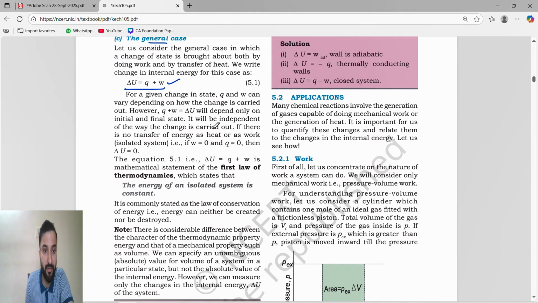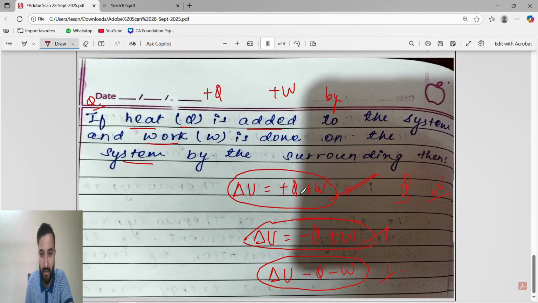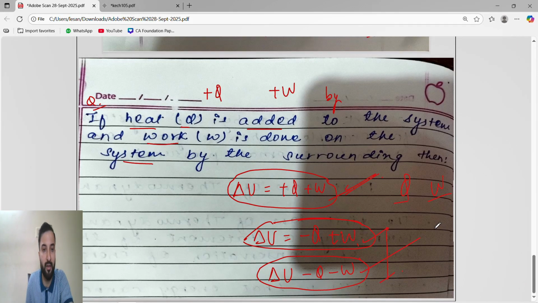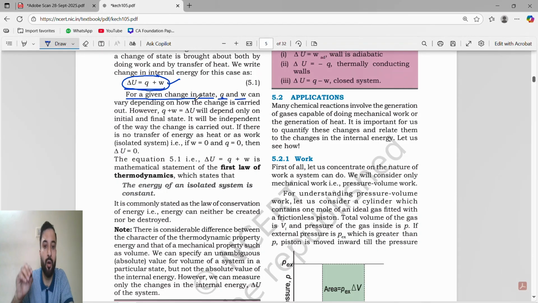Now here is the important thing. For a given change in state, delta q, this is very important. In the general case we kept both positive, meaning heat is added to the system and work is done on the system. Delta U equals q plus w. But after that they said, for a given change in state, q and w can vary depending on how the change is carried out. As I have said, q and w will keep varying, plus or minus, depending upon how the change is carried out.